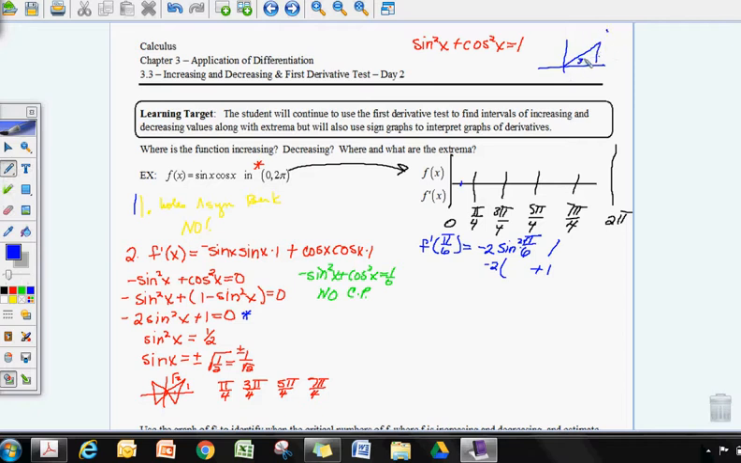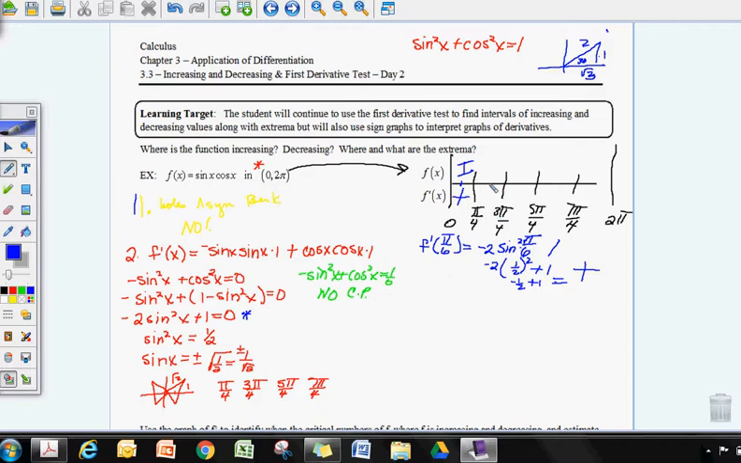It's a 30-degree angle here, so the opposite is 1, the adjacent is root 3, and the hypotenuse is 2. So that is going to change. My sine value is 1/2, and I've got to square that. So I have negative 2 times a 4th. That's going to give me negative 1/2 plus 1. So my answer is positive. So this region is positive. It increases. I put a big I there.